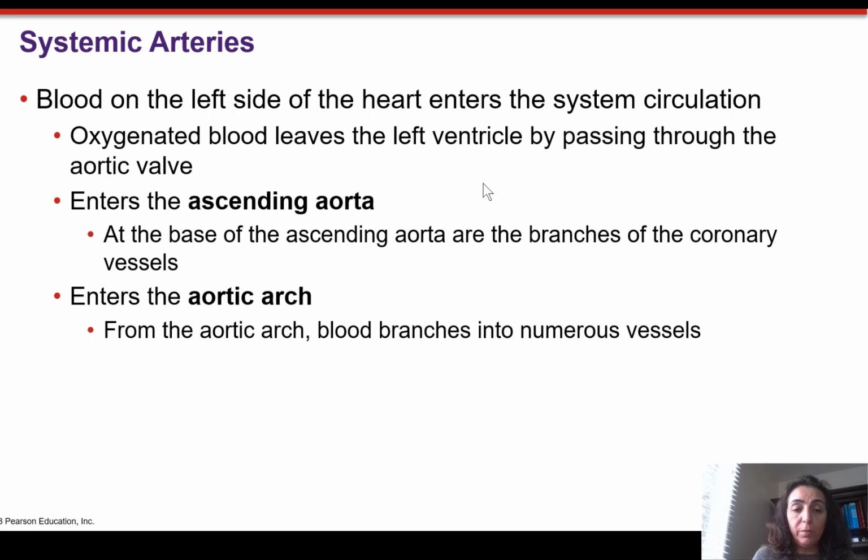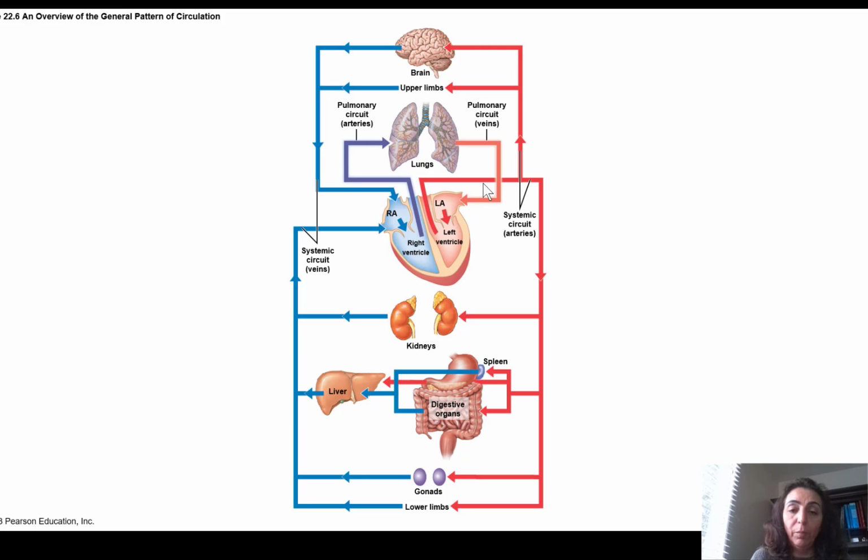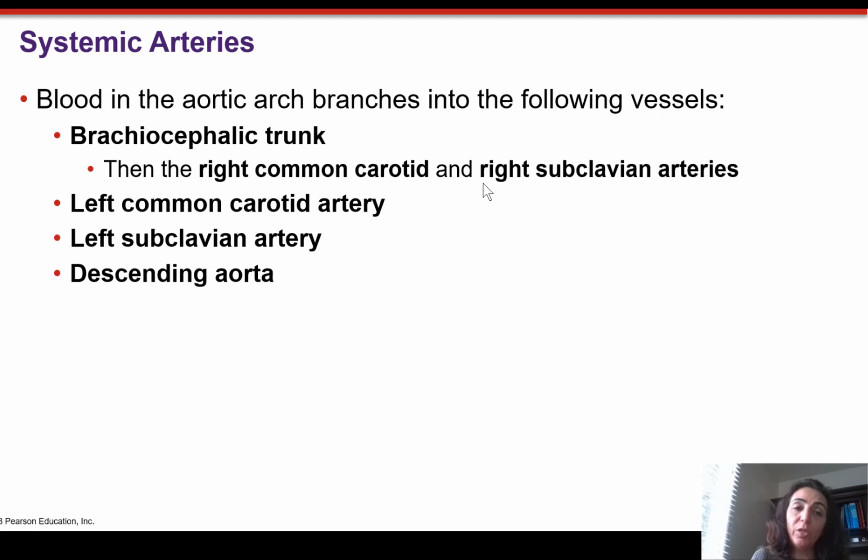From the aortic arch, blood branches into numerous vessels. We already talked about these ones. Now let's see a few branches of the systemic arteries. From the aortic arch, we have some branches. The first one from the right side is called the brachiocephalic trunk. We call it a trunk because it's bigger than the other two, right? Then the brachiocephalic trunk goes up a little bit, and then it gets two branches. It makes the right common carotid artery and right subclavian artery. And as we already said, the brachiocephalic trunk is on the right side.